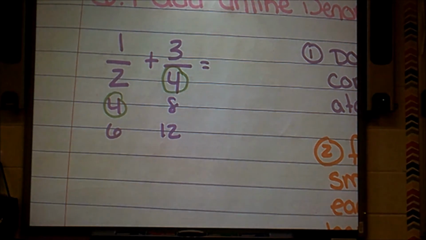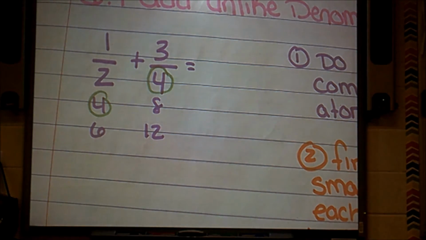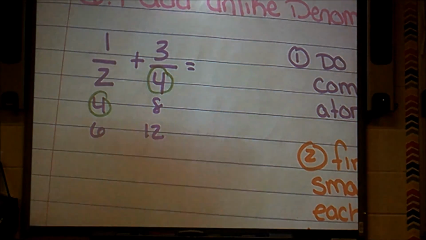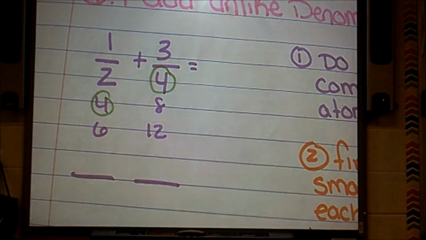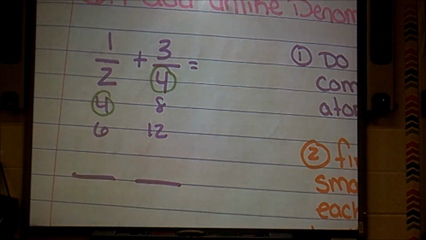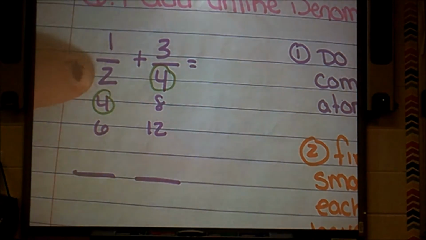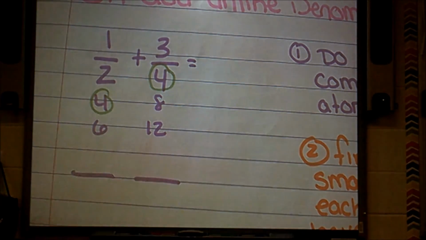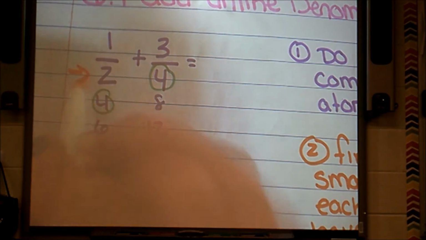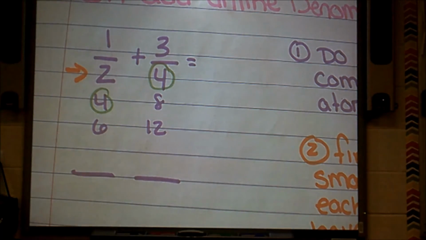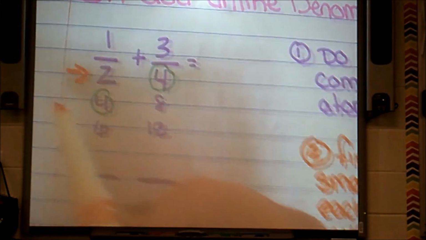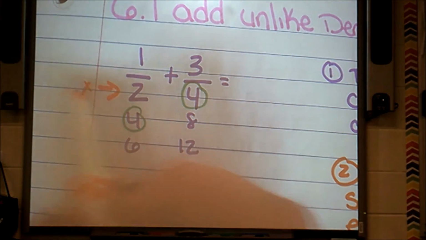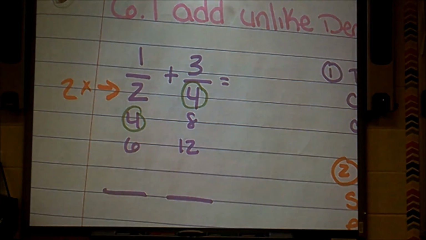So my next step, now that I've identified my common denominator as being a 4, I need to ask myself, how do I get to that 4? How do I turn this 2 into a 4? Well, I have to multiply it by 2. 2 times 2 gives me 4.